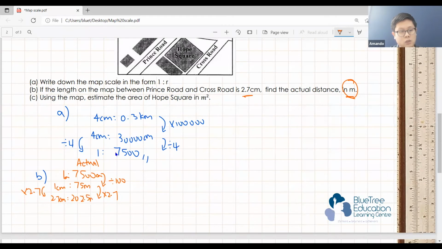But take note that if you use this units method, from 1 unit becomes 2.7 units, some of the students didn't actually express their final answer. They just leave it in the form of the ratio. And that's not the final answer, because they want the actual distance only. So pull it out to the right side. That means you just write this value on the right side separately, 202.5 meters. All right.